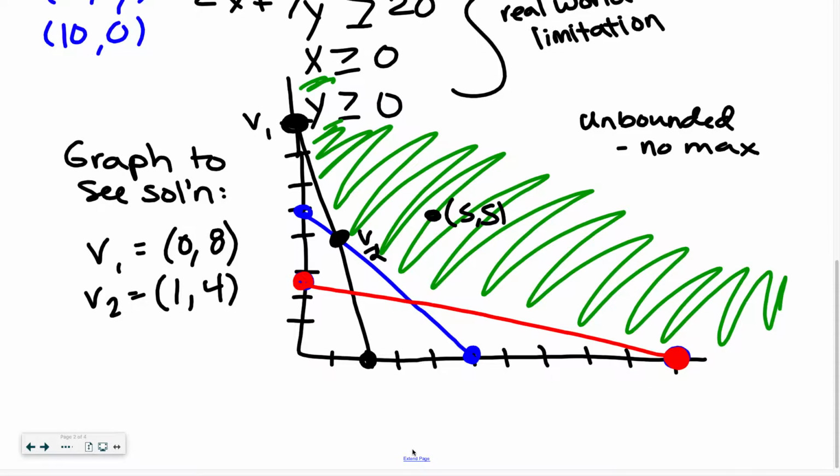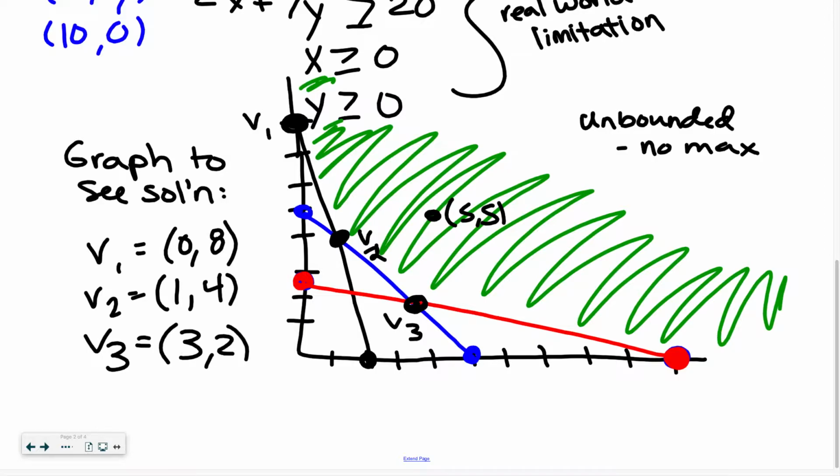Okay. Let's see. We have a vertex right here. We'll call this one V sub 3. Does anybody want to take a guess at V sub 3? Looks like, ooh, on my graph it looks like 4, 2, right? Does it look like 4, 2 on yours? Yeah, it's actually 3, 2.